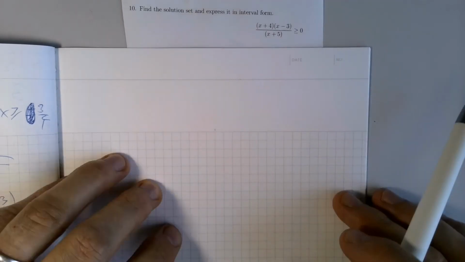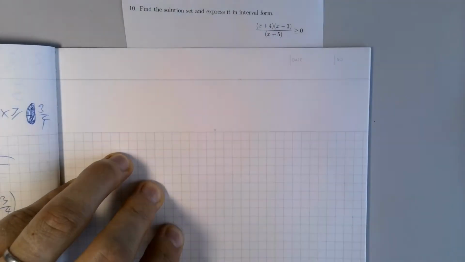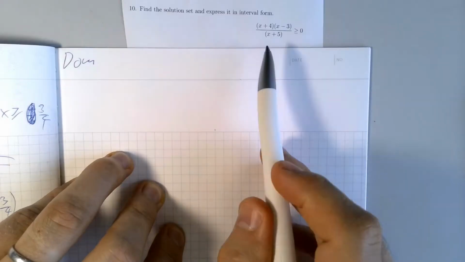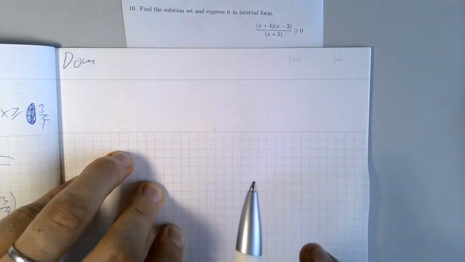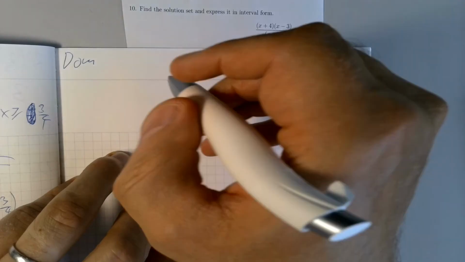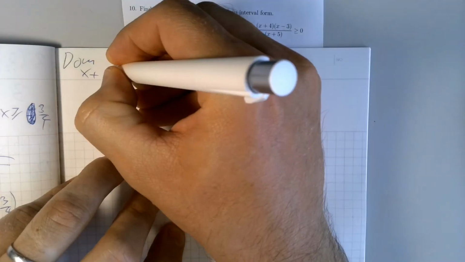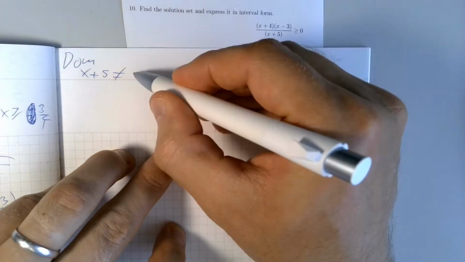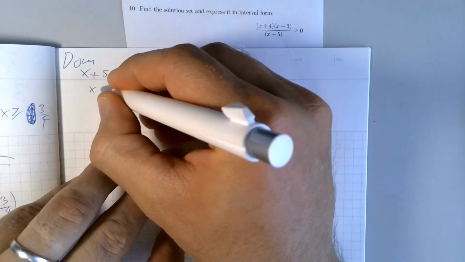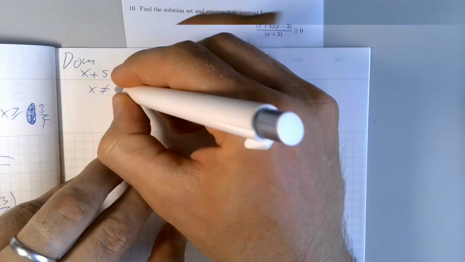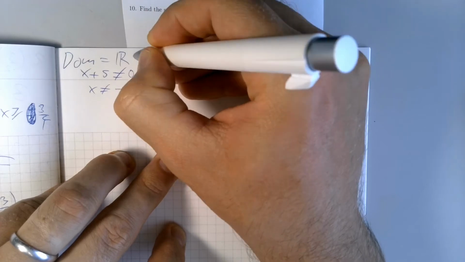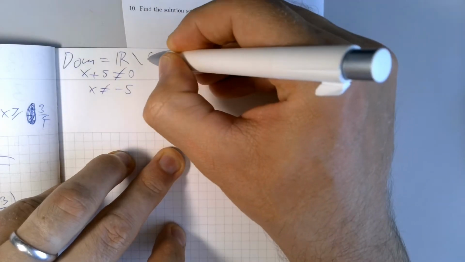Okay, so it can't be negative. The first thing: what is the domain? When does this make sense? What can go wrong? Well, we don't want to divide by 0, right? So x plus 5 cannot be 0, x cannot be negative 5. So whatever the solution set is, negative 5 is not in it.